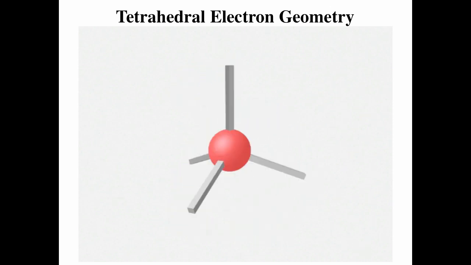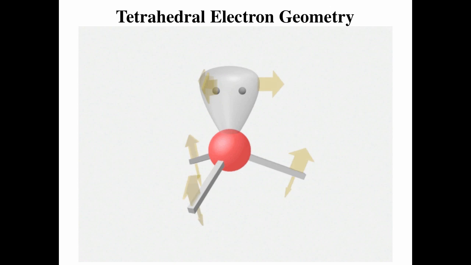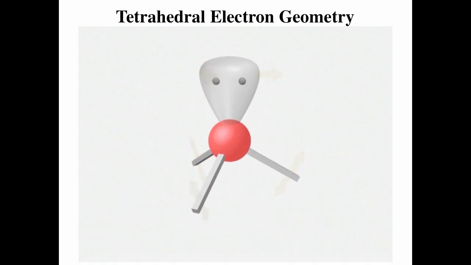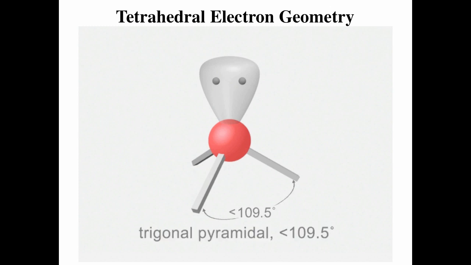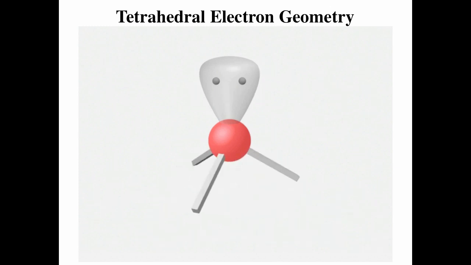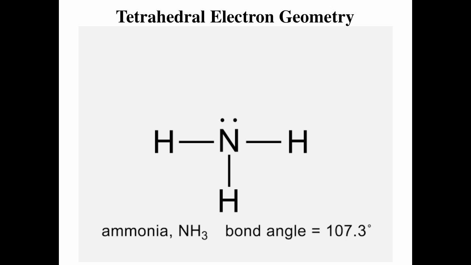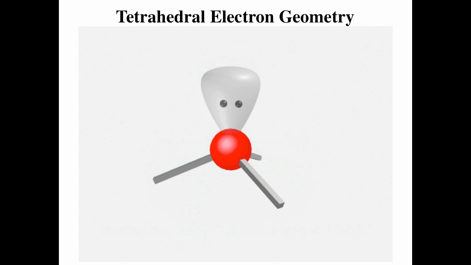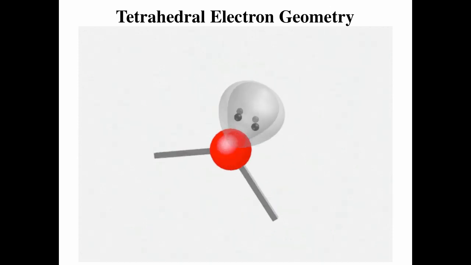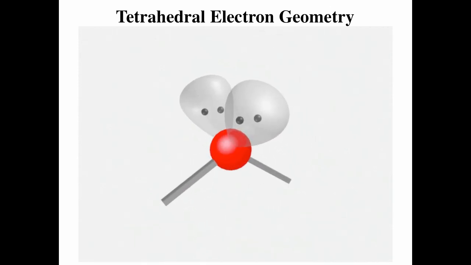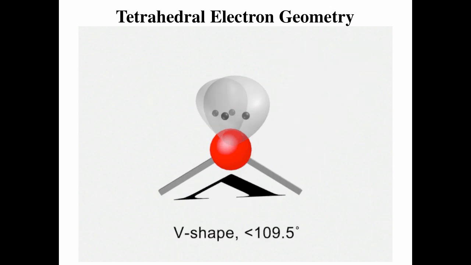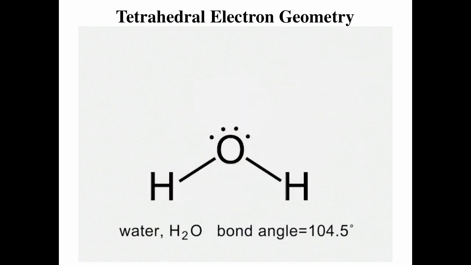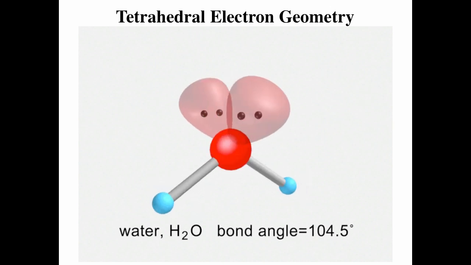With one of the 4 electron groups a lone pair, the shape is trigonal pyramidal. Since a lone pair exerts greater repulsions than a bonding pair, the bond angle is less than 109.5 degrees. Ammonia is a common molecule with this shape. Its bond angle is 107.3 degrees. When two of the four groups are lone pairs, the molecule has a bent or V shape. Two lone pairs exert greater repulsions than one, so the bond angle is reduced even further. Water, for example, has a bond angle of only 104.5 degrees.